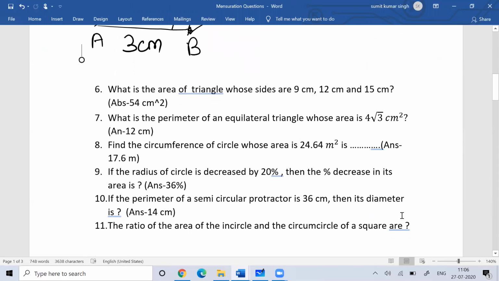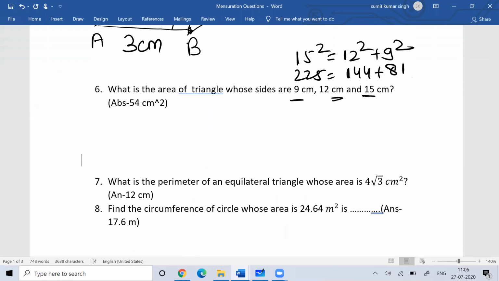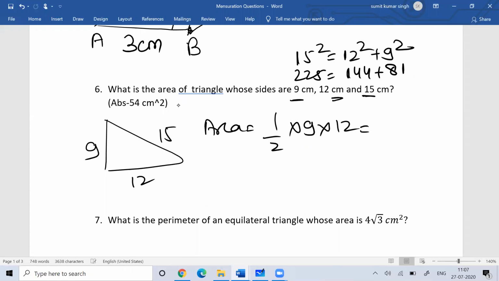Right. Then next thing, what is the area of triangle? If you notice the sides of the triangle, what is given? If you understand, it is following Pythagoras triplet. Once you understand it is following Pythagoras triplet, your work becomes very easy. So you need to understand 9, 12 and 15. So what is the area? Area of the triangle is half into base into height. So the answer is 9 into 6 means 54.